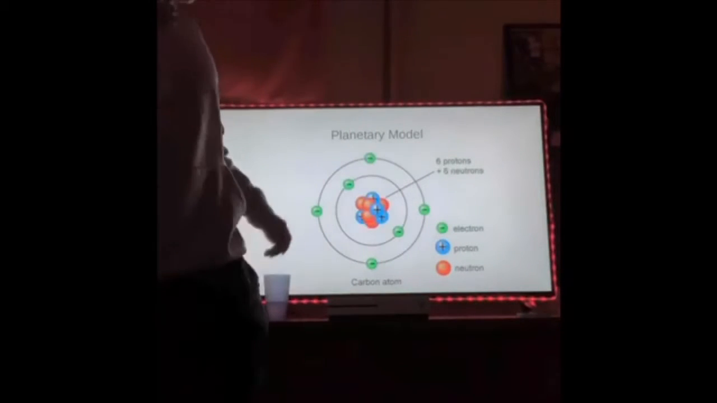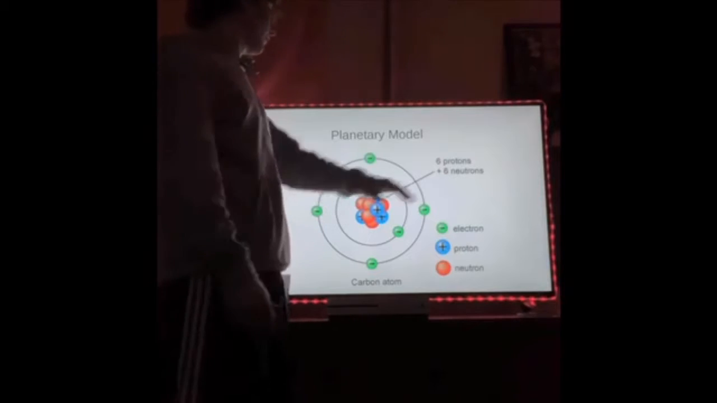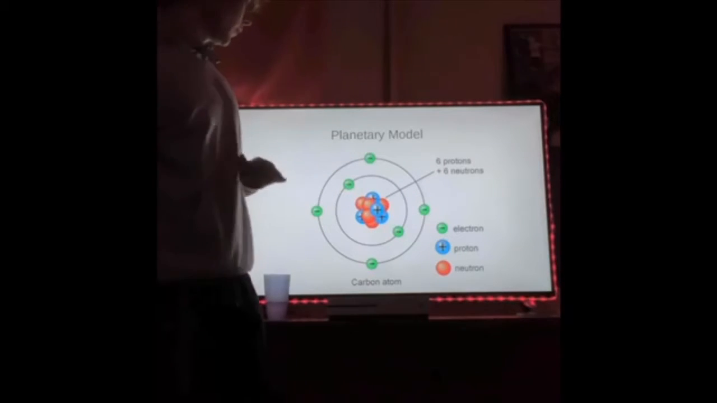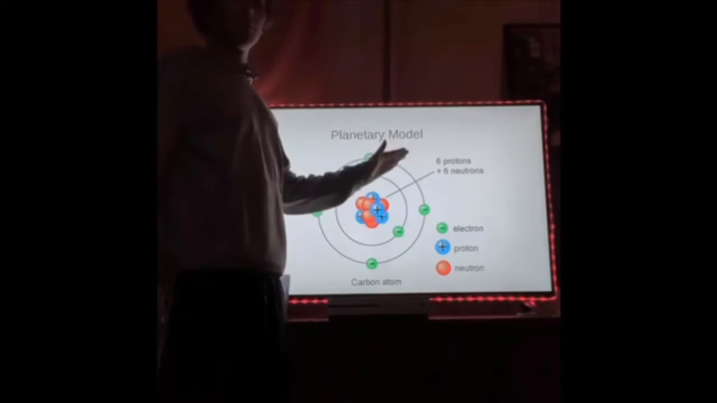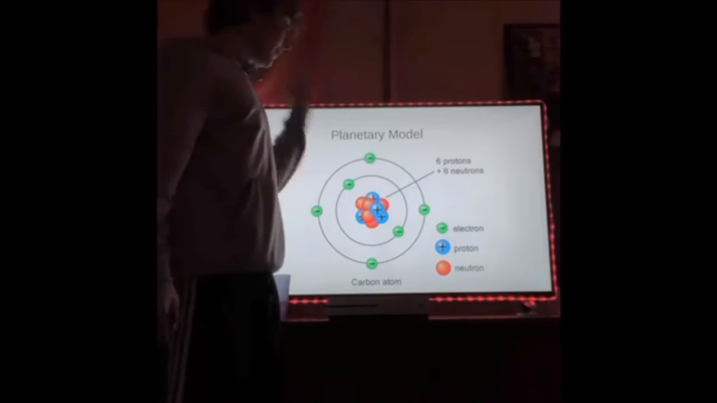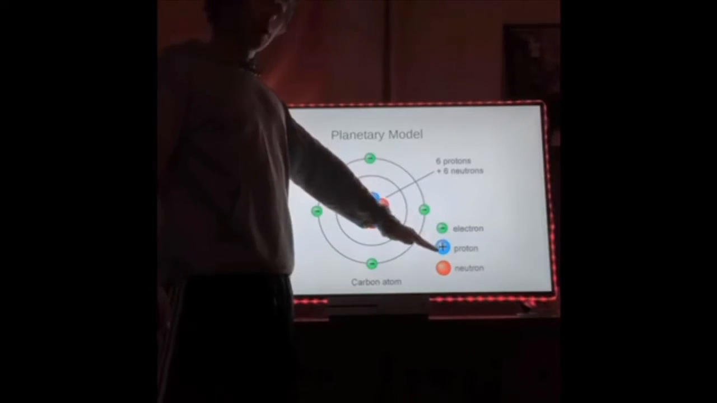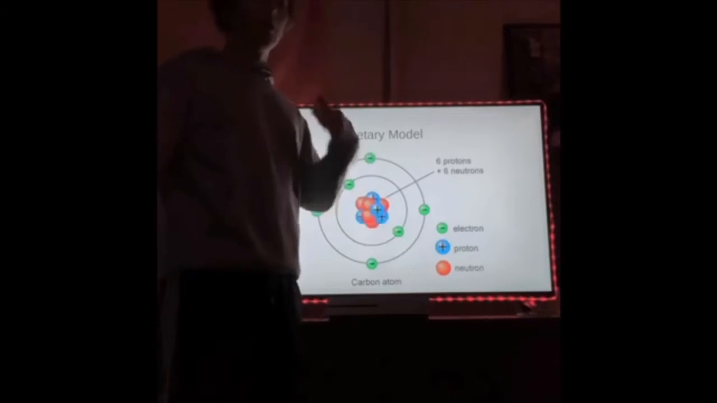Alrighty. Here we have Bohr's representation of an atom. That's called the planetary model. Here we have a carbon atom, which has 6 protons. That's how we know it's a carbon atom. In every atom, you have electrons, negatively charged, protons, positively charged, and neutrons, neutral.